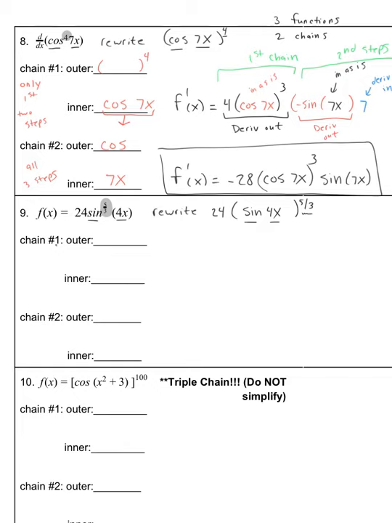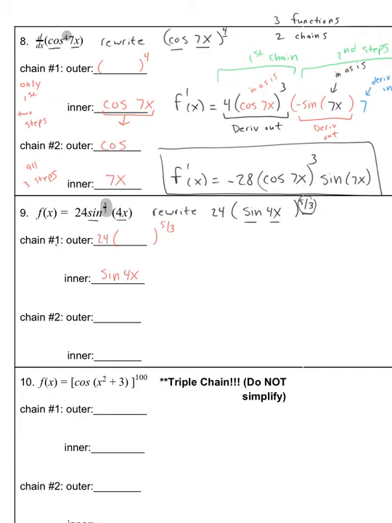Okay, what is the outermost of everything? Right here, something to the 5/3. We are 5/3ing these 2 functions. This is the outermost function. So for our first chain, that 24 comes along for the ride, but our outer function is something to the 5/3. The inner as is always everything else. So the sine of 4x.